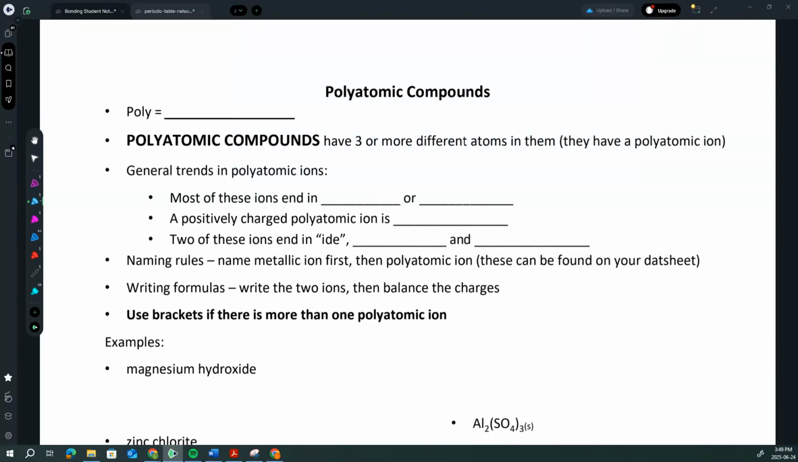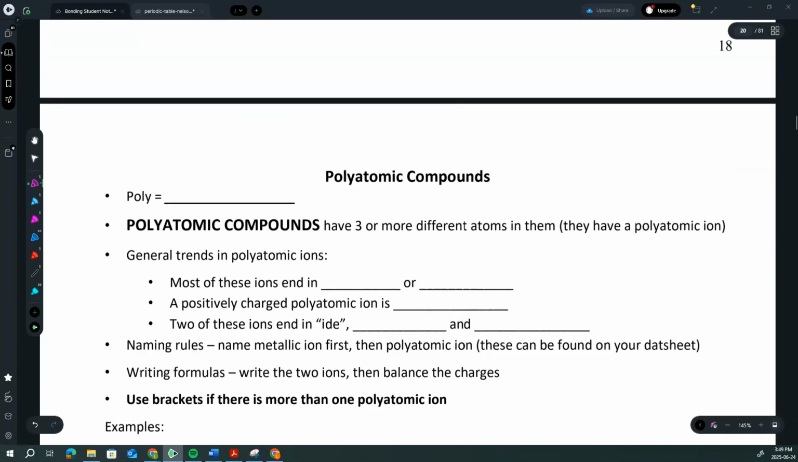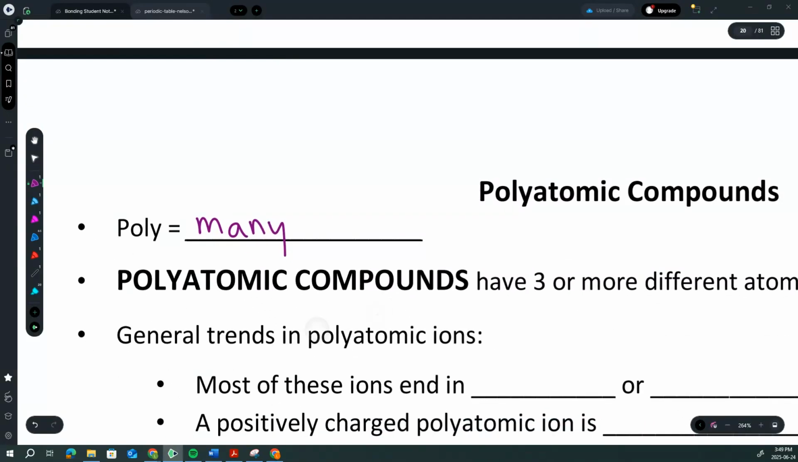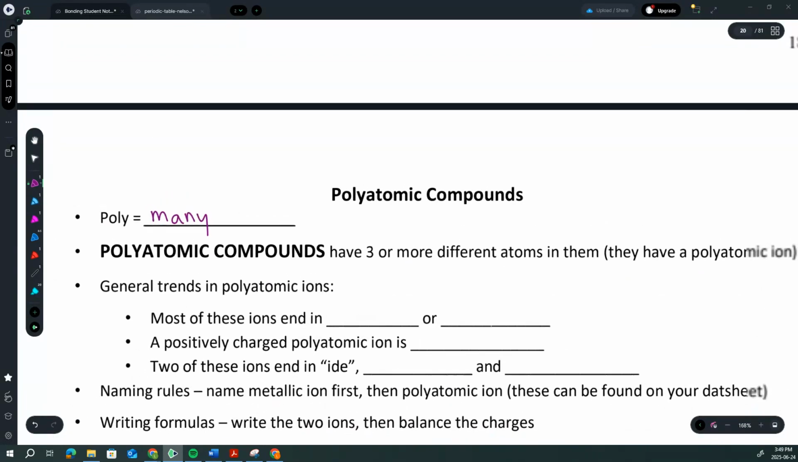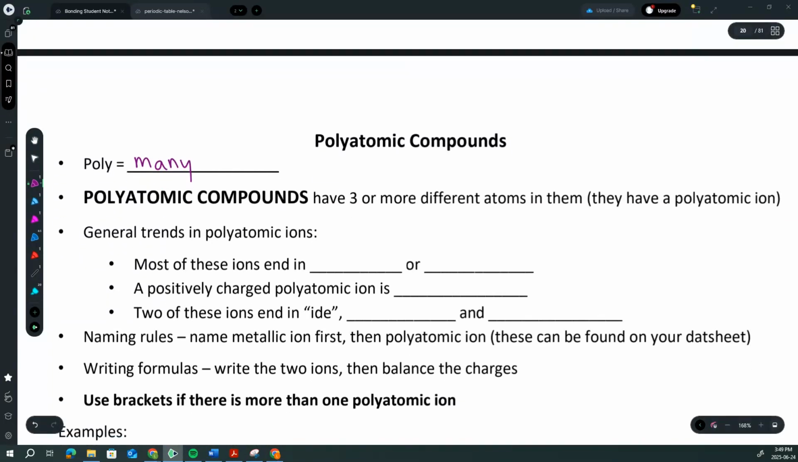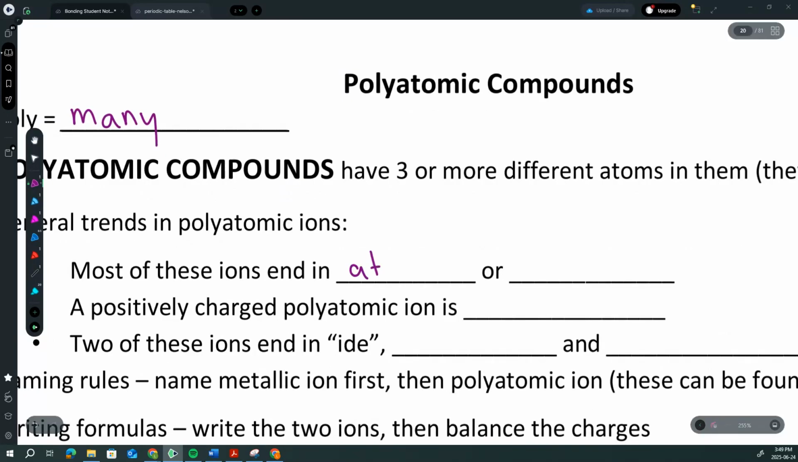Moving on to polyatomic compounds. What this means, so poly just means many. So polyatomic compounds, those are going to have 3 or more different types of atoms in them. So this means that they could have a polyatomic ion in them. General trends in polyatomic ions, most of these ions are going to either end in ate or ite.